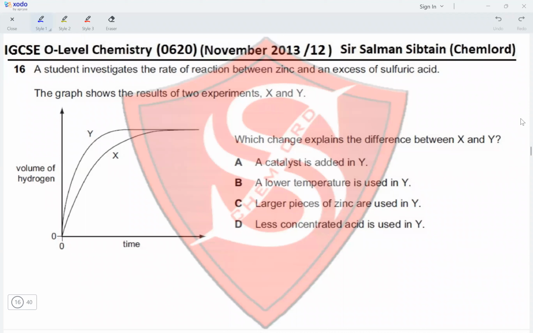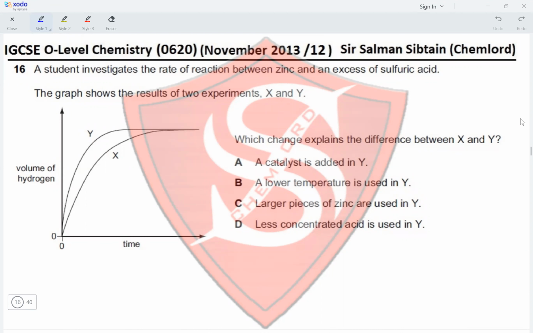Question 16. A student investigates the rate of reaction between zinc and an excess of sulfuric acid. The graph shows the results of the two experiments X and Y. So we have the same volume of hydrogen being produced. It is slower in X and faster in Y, but the volume of hydrogen produced remains the same. So which change explains the difference between X and Y?